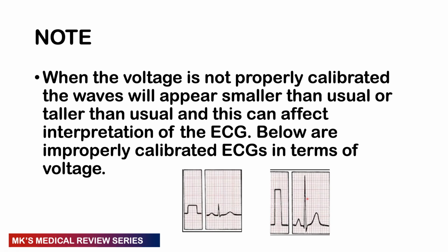So like I said, if you get this improper calibration, the waves may either appear smaller than they are, or they may appear taller than they are, and this can sometimes affect your interpretation of the ECG. For example, here, this is 1 box short. As you can see, the waves appear small. Here, where it's about 1, 2, 3, 4 boxes tall, the waves are appearing very large, and you may think that perhaps this patient has peaked T waves, but it's all because of the calibration of your ECG.